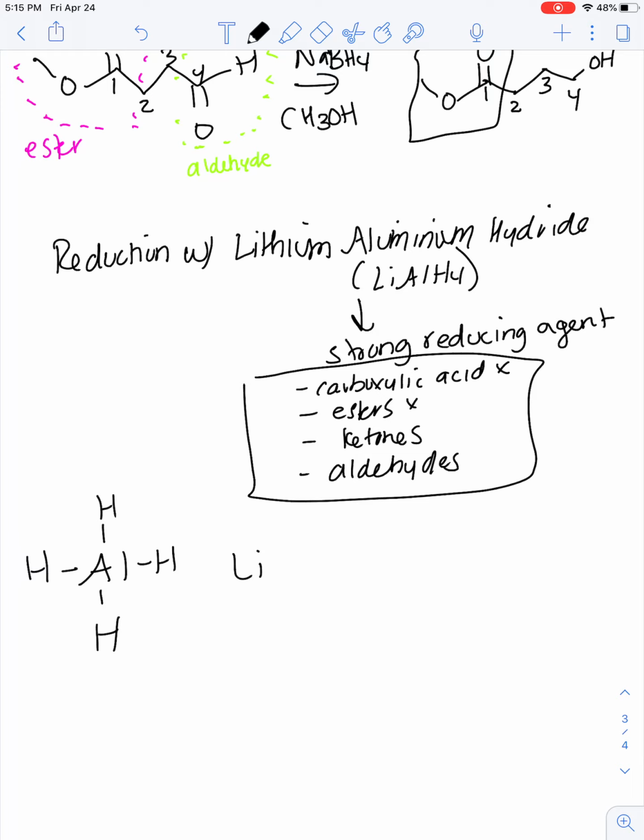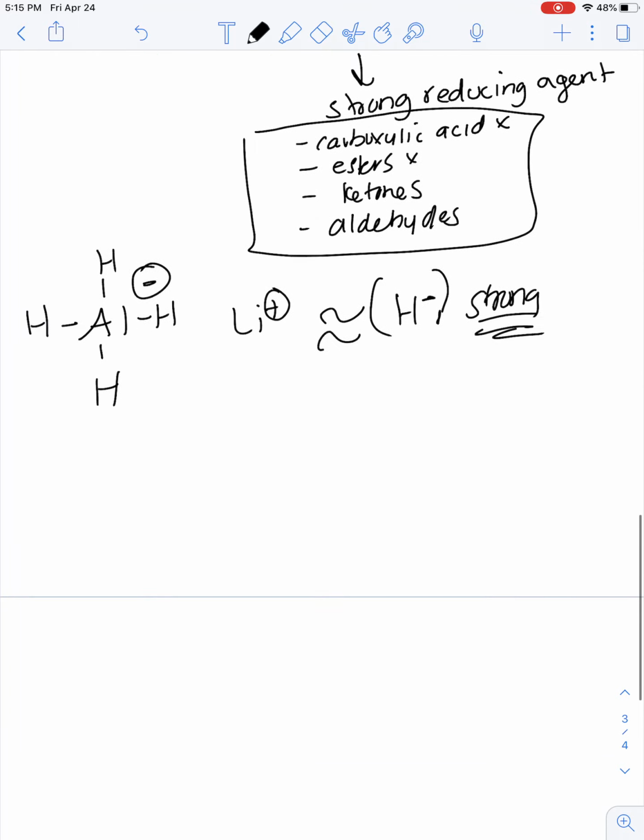So if we look at the structure of lithium aluminum hydride, it's really the same idea. Our lithium is going to be our plus charge, and then our minus charge is going to be over here. So it's going to look mostly like this, just H minus, it's typically shown as, and again, this is going to be strong.